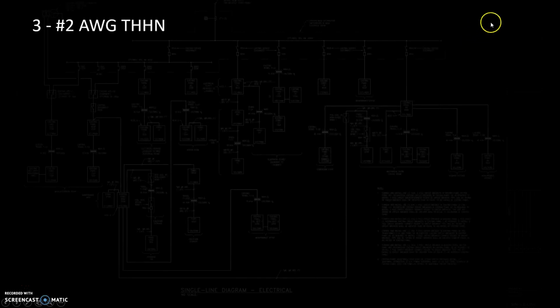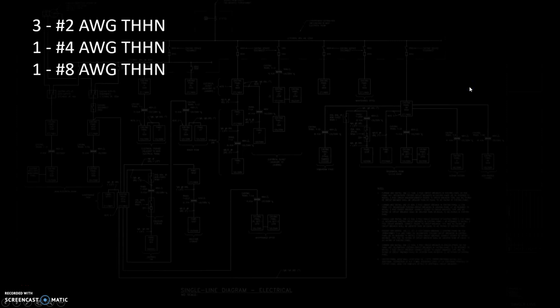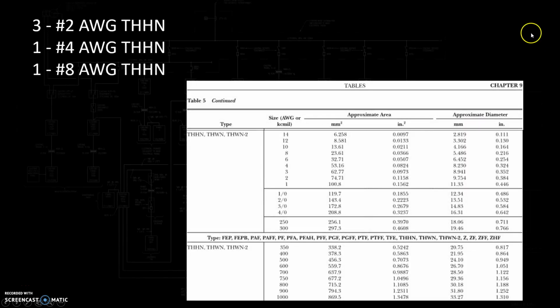So let's say in this case we have to pull 3 number 2 AWG THHN wires, 1 number 4 THHN, and 1 number 8 THHN. So the first thing we have to do to determine what size conduit is, let's go back to our friend Table 5 here, okay? As I said, there is a section for THHN. Make sure you find that section that matches your actual wire.